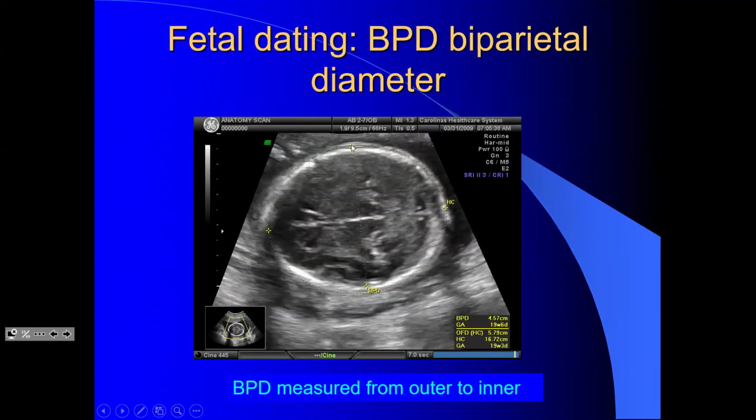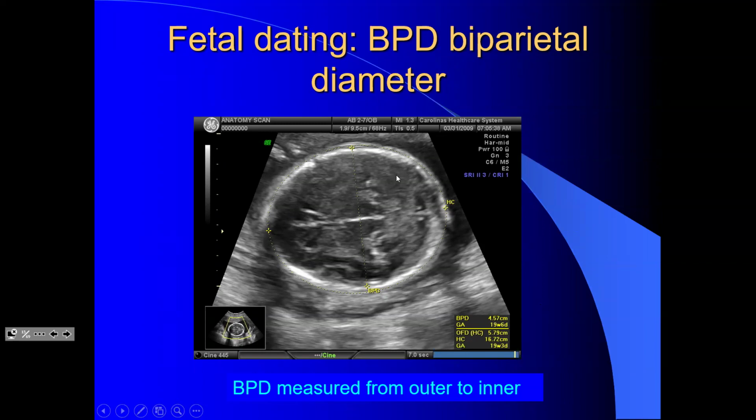So biparietal diameter is actually between two parietal bones, the left and right parietal bone, so we call it biparietal. Between this parietal bone and this parietal bone, we measure from the outer part of this parietal to the inner part of this parietal bone. Whatever dimension comes out, the machine automatically tells you the age. In this case, 4.5 is the biparietal diameter, and the age is 19 weeks, 6 days. So you see, even up to the days, it tells you exactly what the age is.